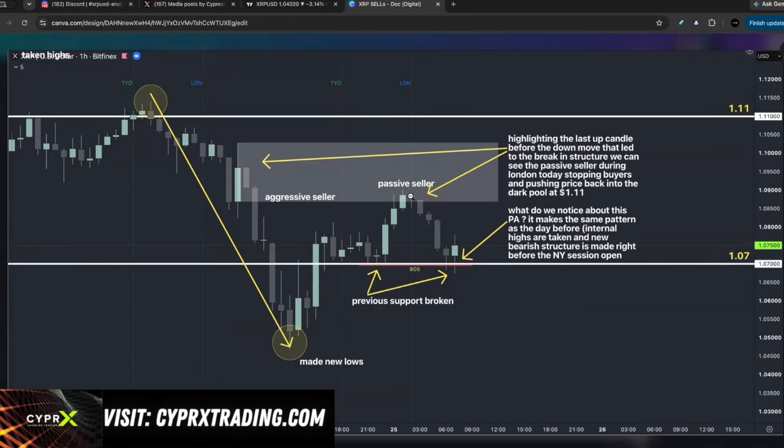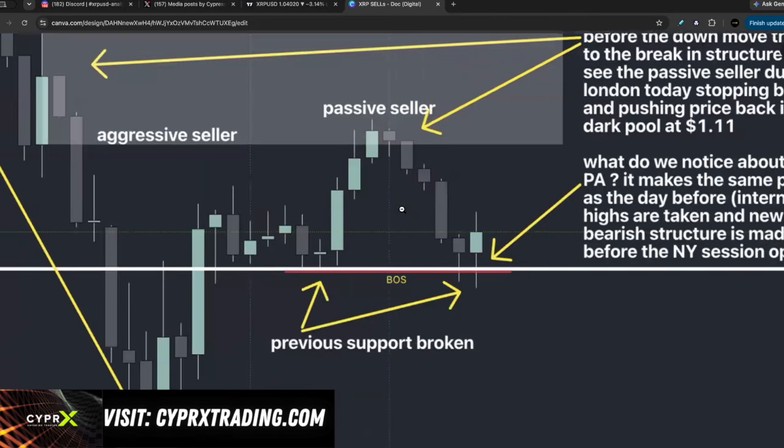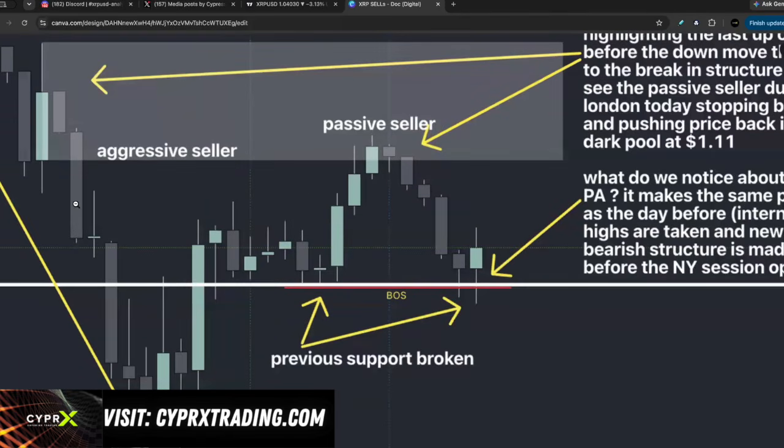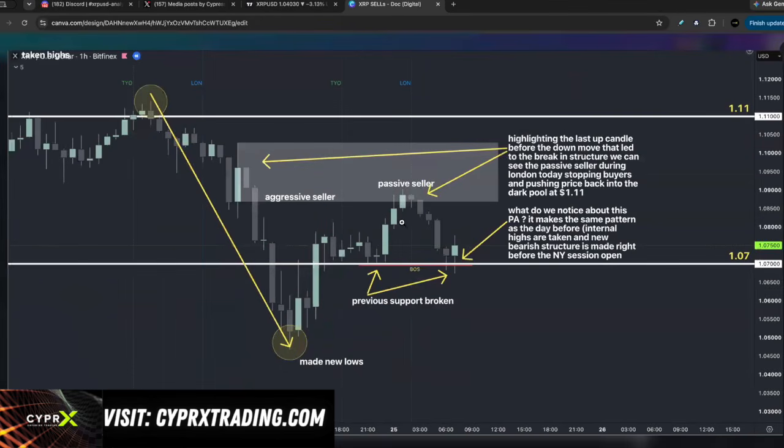Now, what do we notice about this price action? So here you can see that aggressive seller that broke previous support during that London session from yesterday. Then when today's London session buyers came in, right at the beginning of the session, that passive seller defended that previous aggression and pushed price straight back down into the dark pool.